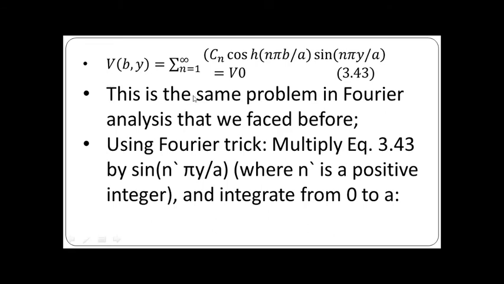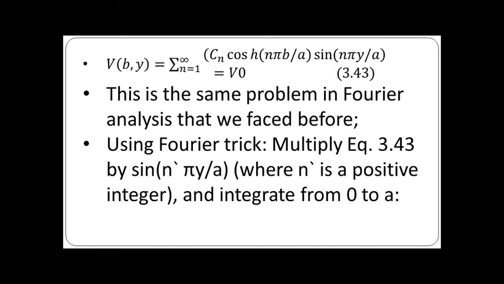So this is the same problem in Fourier analysis that we have faced before. Using the Fourier trick, we can solve this and find out the value of the coefficient Cn which is buried in the Fourier sine series, so that when we substitute it in this one, it will satisfy our conditions 3 and 4.